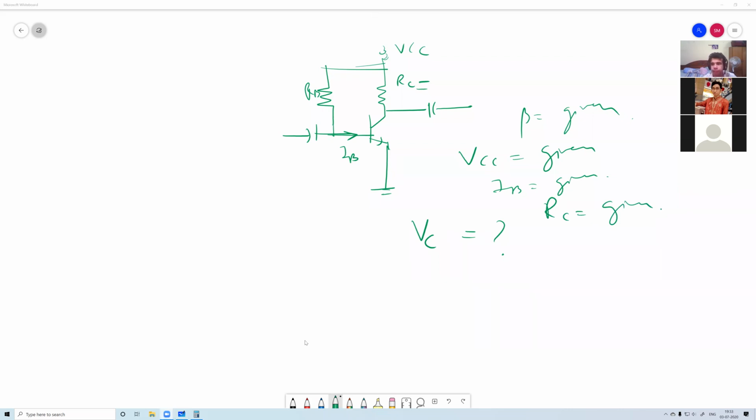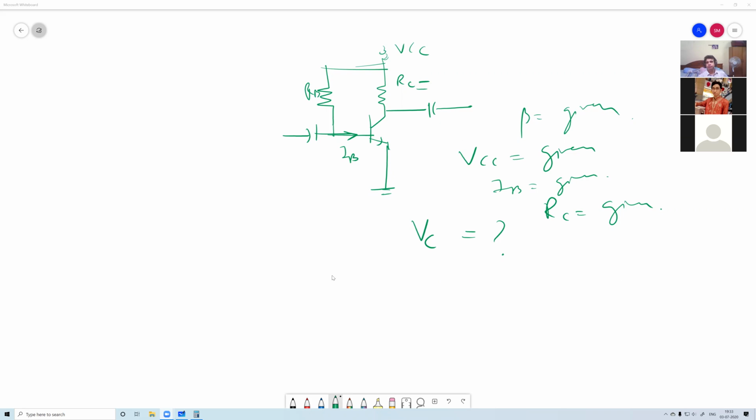Anybody? You can think of these sort of questions. This is the circuit. Beta is given, VCC is given, IB is given, RC is given. What is VC? There are four options, of course, and we have to find the correct one. If you know how to do it, it will take you less than 1 minute. If you don't know, then you cannot solve it.